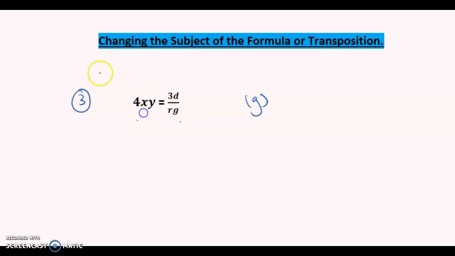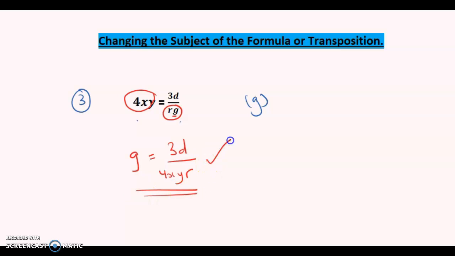So let me show you with some colors. The values here and here I could swap. So literally, I could take this g from here and bring it here. So I could write g alone. I could write back my 3d. I could write back my r at the bottom here. And all of these here, 4xy, I could just write it here. So this, everyone, is my answer.